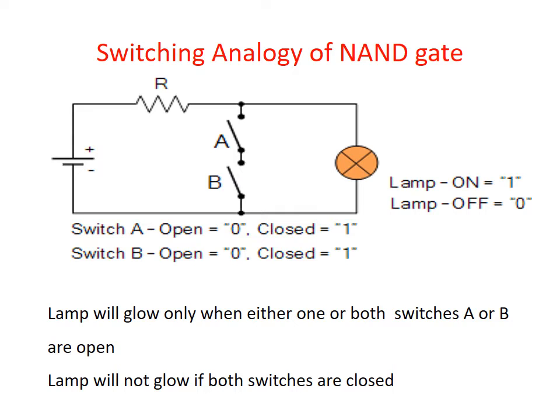Now here, both switches are open, then the lamp will glow. It indicates 0, 0. Both switches open is nothing but 0, 0. The current will flow from the battery through this resistor and through the lamp, and the lamp will glow. But if both switches A and B are closed, then the current will not go towards the lamp. It will be as good as a short circuit, and if the short circuit takes place, the lamp will not glow. This is known as the switch analogy of NAND gate.